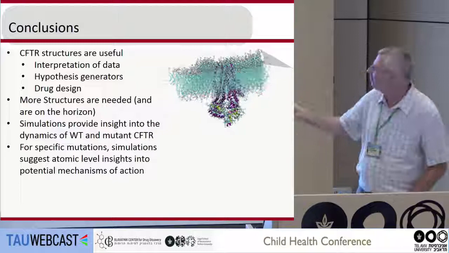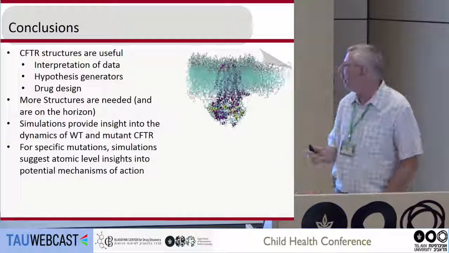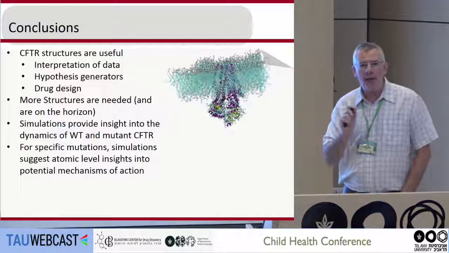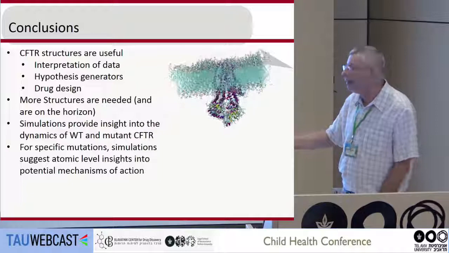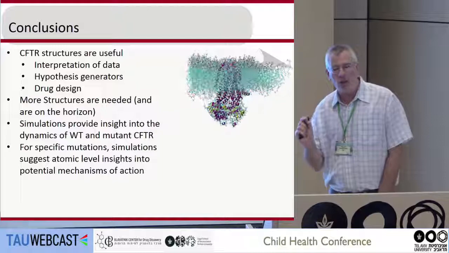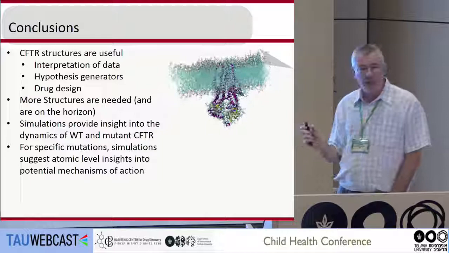CFTR structures are useful, although you can develop drugs without them. They can be used to interpret data, and structures are great hypothesis generators, but then you need to test them. They're useful for drug design. More structures are needed. They're on the horizon. We know that people are working on them. And MD simulations provide insight into the mode of action of how the protein works and into the mode of action of mutations. And for specific mutations, we were able to get data with good agreement with experiment.